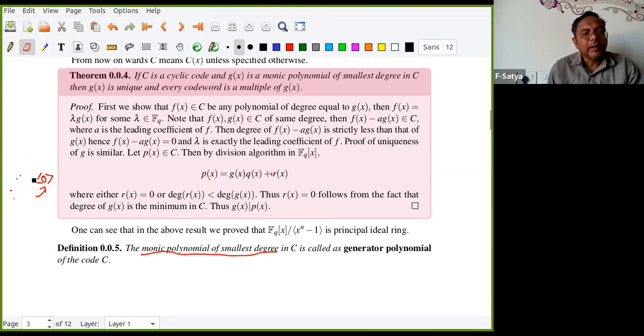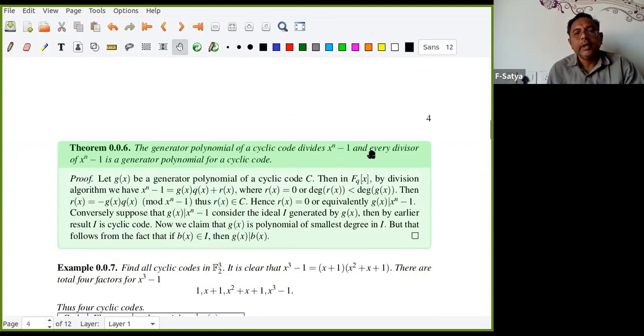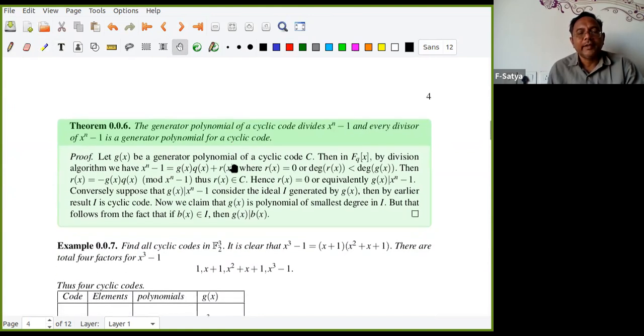Now this theorem says that g(x) divides x^n - 1, and every divisor is also a generator polynomial. Both sides are there. Now, beautiful, right? All cyclic codes can be obtained from just the divisors of x^n - 1. That is what we were doing in the previous class: looking for all the divisors of x^n - 1 over F_q. But don't worry about the previous class. Concentrate now. Let us prove that.